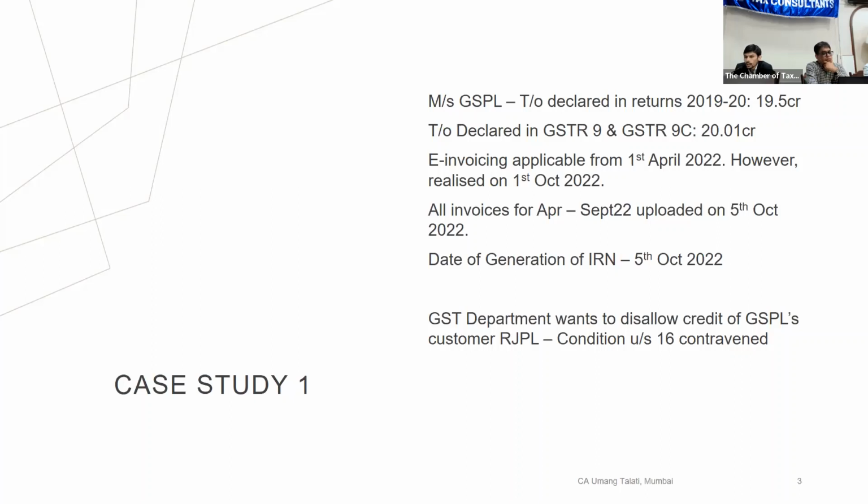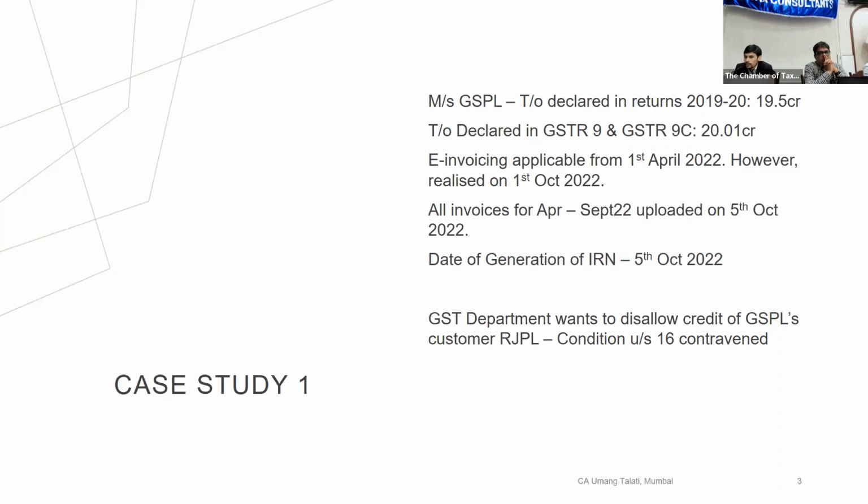the return, the aggregate turnover in its return in the year 2019-20, around 19.5 CR. When it came to filing its GSTR 9C, the reconciliation statement, it was revised upward to 20.01 CR. So basically, since the aggregate turnover had crossed, e-invoicing had become applicable to the SSC from 1st of April 2022. However, it was realized by the SSC only on the 1st of October 2022.